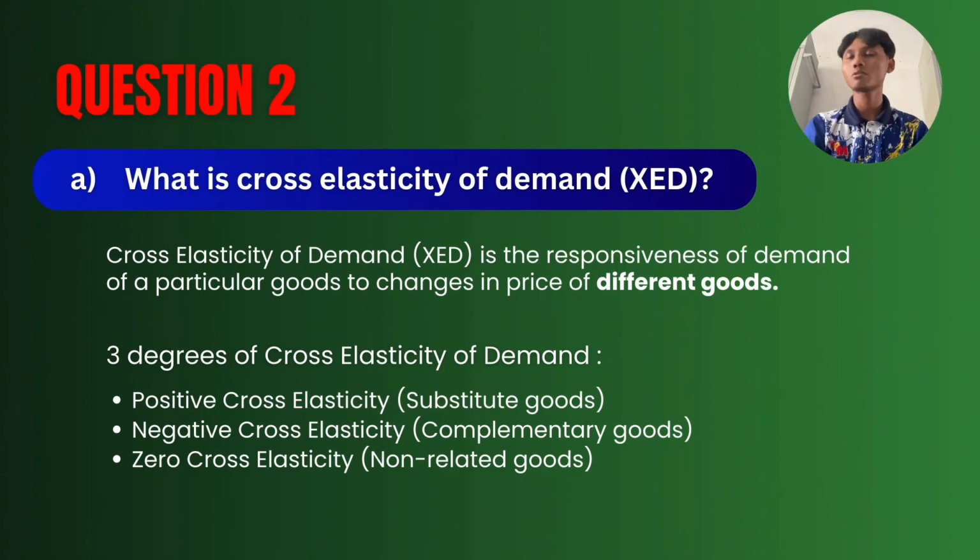The final one is the zero cross elasticity, which means the responsiveness of demand of a particular good to changes in price of unrelated goods. There is no change in quantity demanded for a particular good when the unrelated goods experience any changes in price. For example, rice and pillow. When there is an increase in price of pillow, there will be no change in quantity demanded for rice.